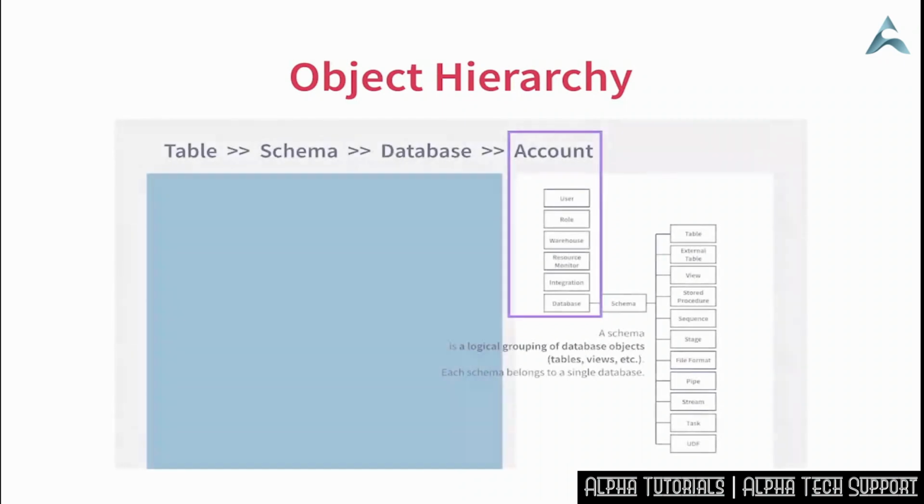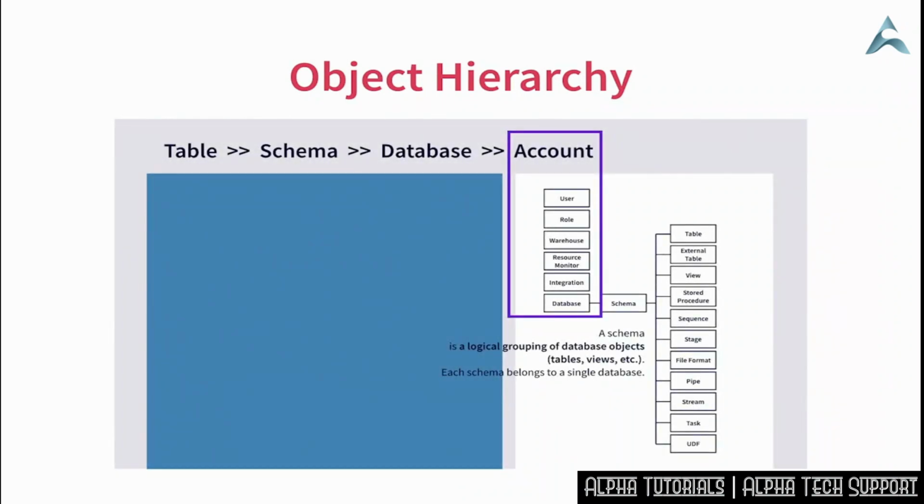So the way SnowflakeDB works is tables belong to schemas. Schemas are a logical grouping of database objects, tables, views, etc. Each schema belongs to a single database. So a schema belongs to a database, which belongs to an account. At the level of an account, you have a number of objects: user, role, warehouse, resource monitor, integration, and of course, database. So you can think of schema as the glue that connects the account level objects to the table and subsequent level objects. So external table, view, stored procedure, and so on and so forth.